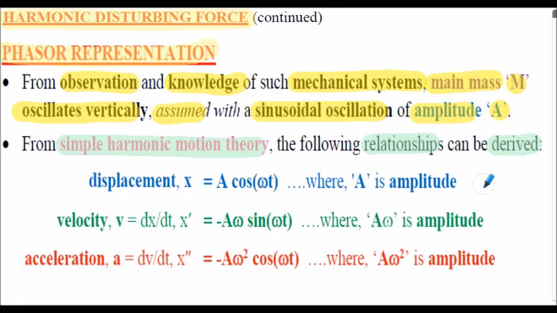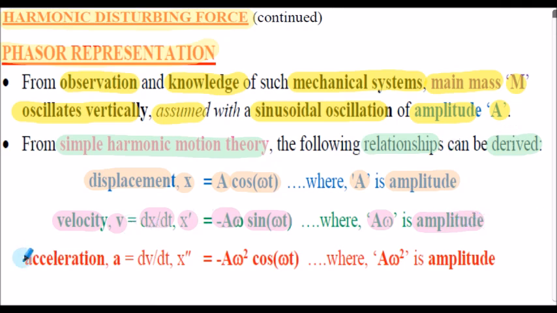And these equations are actually extracted from the previous simple harmonic motion presentation. Displacement x is equal to A multiplied by the cos of omega t, where A is the amplitude. Velocity v, which is the first differential of x with respect to t, so can be expressed as dx by dt, or x dash in some textbooks. That's equal to negative A omega multiplied by sine omega t. In this case, the A omega is the amplitude of the phasor.